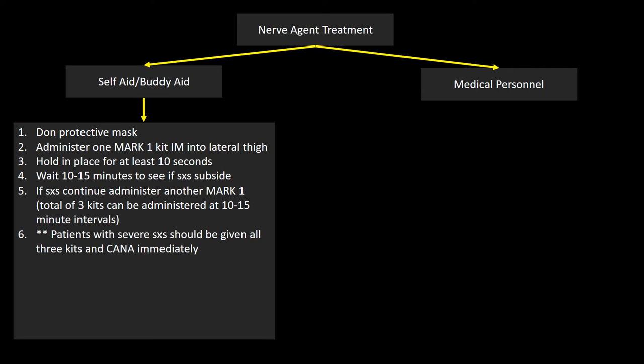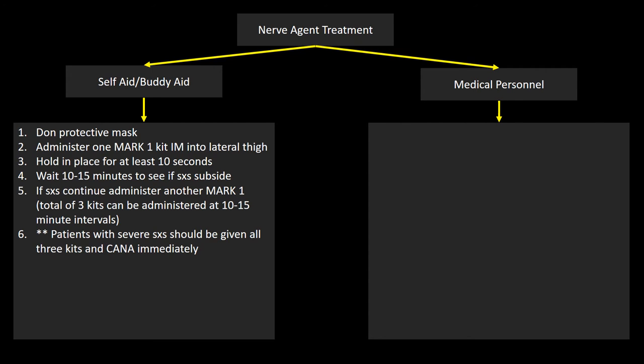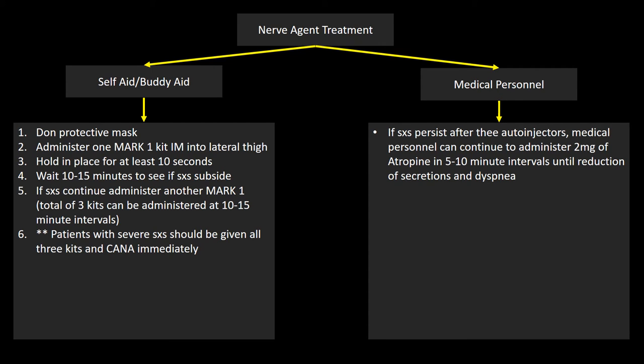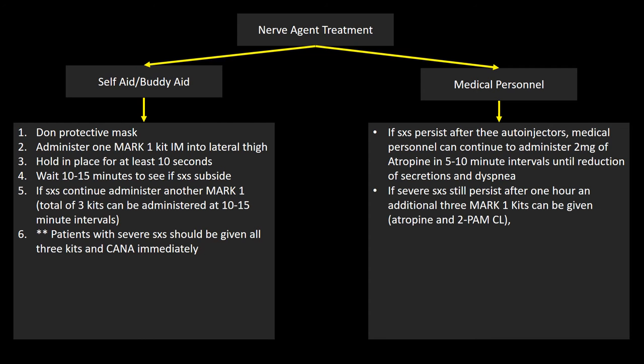When it comes to medical personnel, if symptoms persist after the 3 auto injectors that they received during self-aid and buddy aid, they can continue to administer 2 milligrams of atropine at 5 to 10 minute intervals until a reduction in secretions and dyspnea, until atropinization has occurred. If severe symptoms still occur after 1 hour, an additional 3 Mark I kits can be given, atropine and 2-PAM chloride, but we cannot give more than 6 doses of 2-PAM chloride.